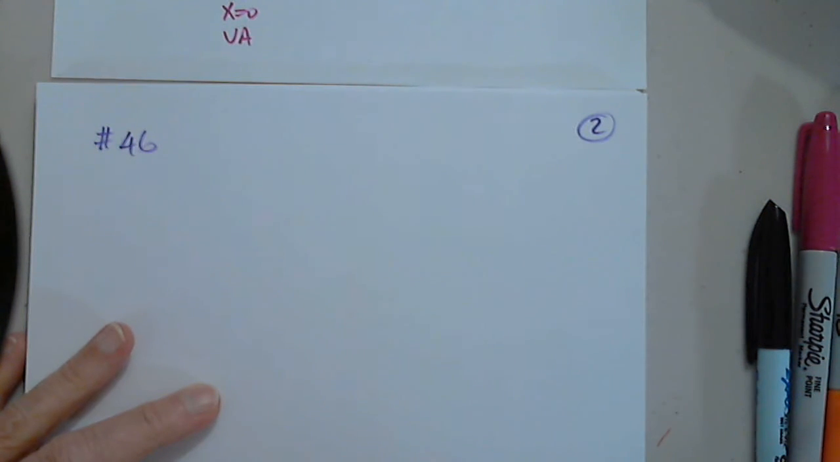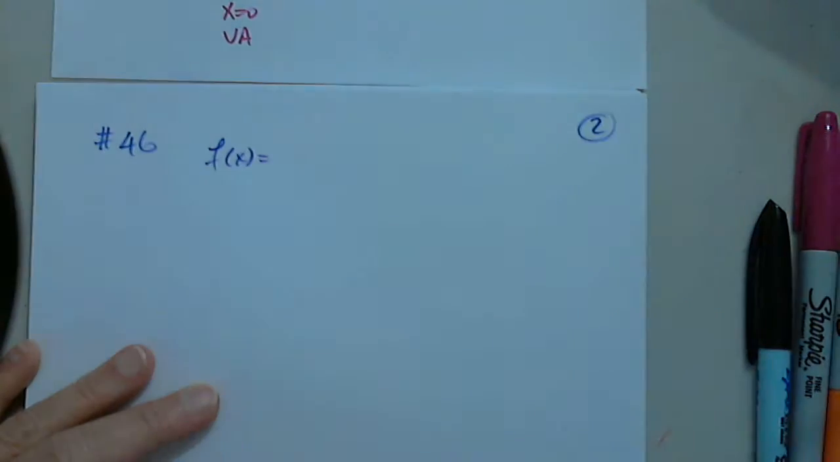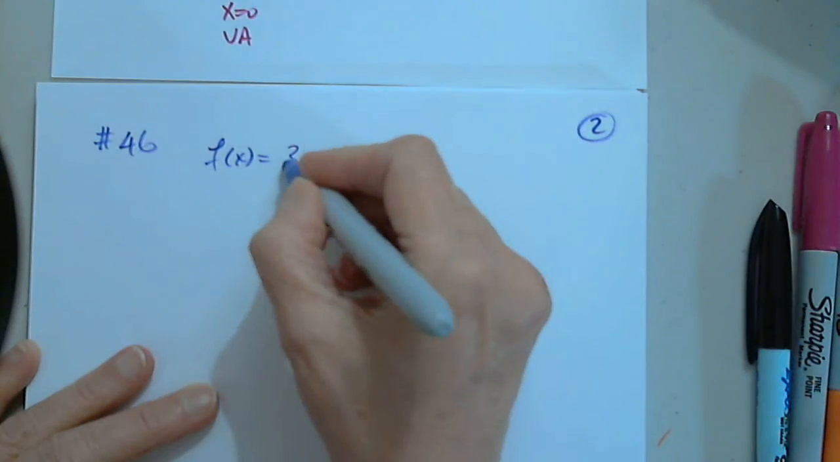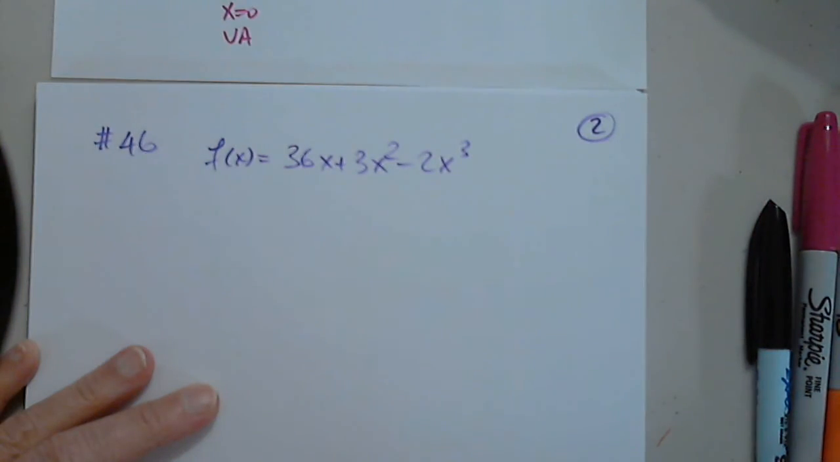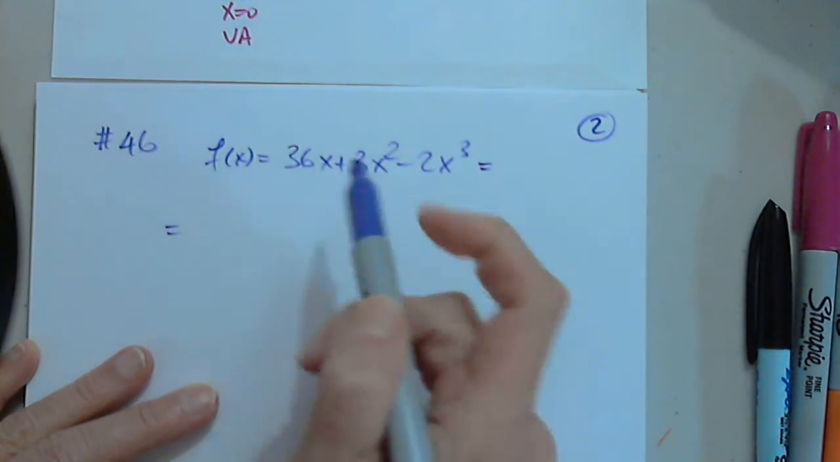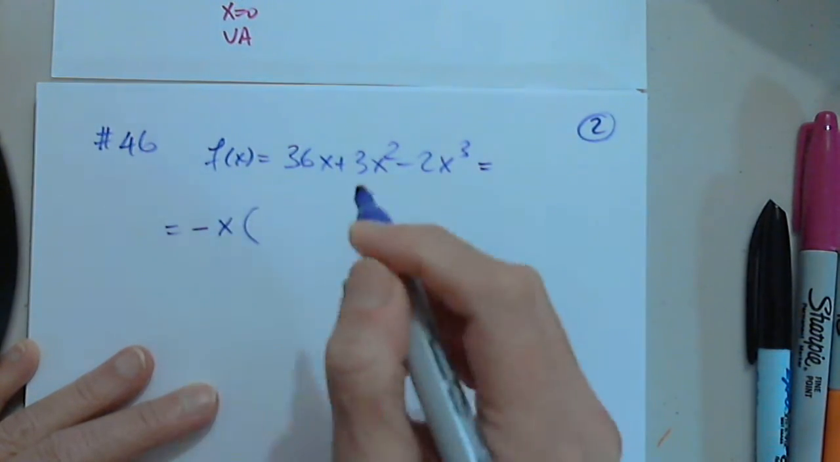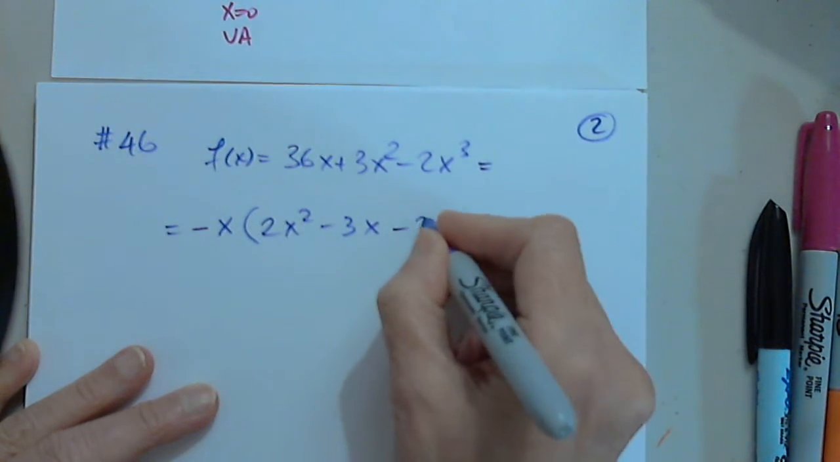Good. So let's take a look. I'm going to share 46. Okay, so we're asked everything. So 46, we have f of x equals 36x plus 3x squared minus 2x cubed. And they want everything. So the first thing I do, I will definitely factor out a negative x. And I get 2x squared minus 3x minus 36.